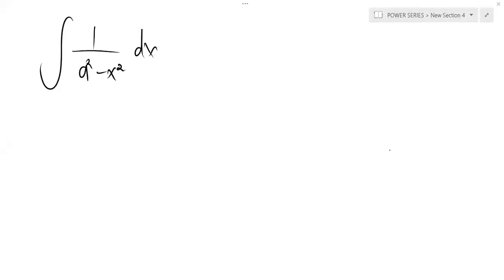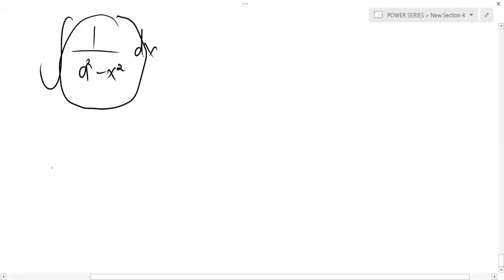The question is: use partial fractions to determine this integral. First of all, we want to write whatever is in here using partial fractions. So I will have 1 over a squared minus x squared, and we want to write it using partial fractions.